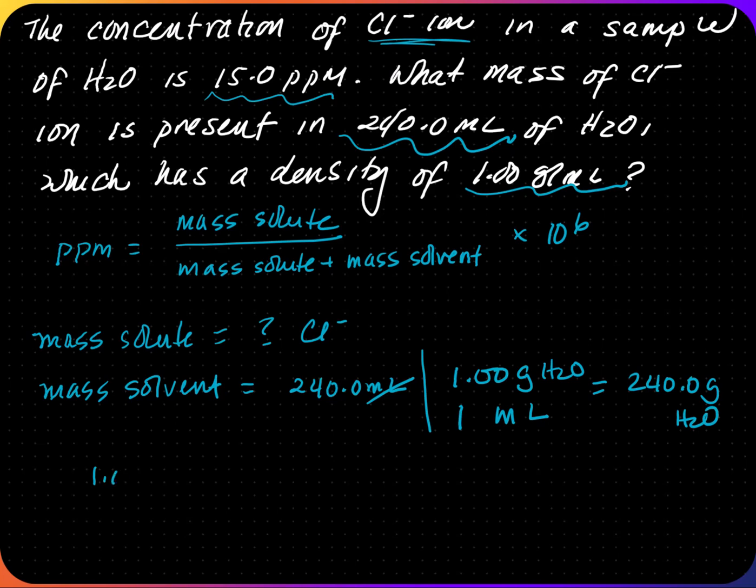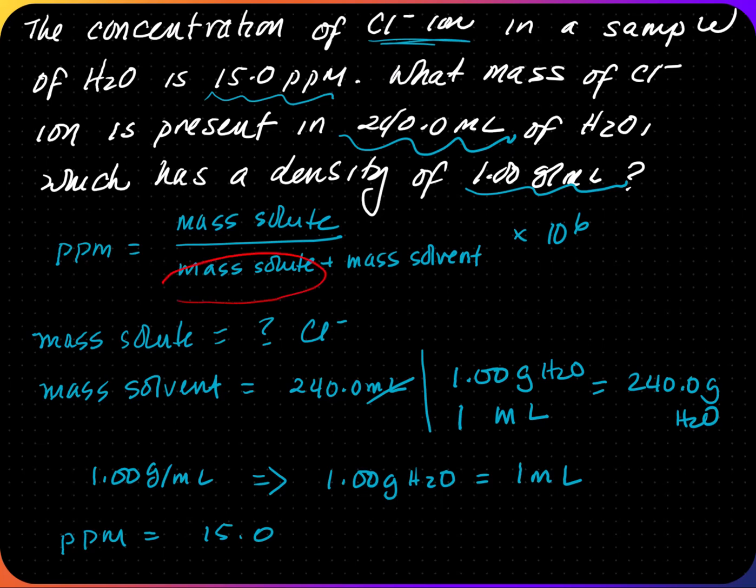Density is a conversion factor. If I have a density that is 1.0 grams per mL, this is the same thing as rewriting this as 1.00 grams of water is equal to 1 mL. So what that means is in a volume of 1 milliliter, there's going to be 1 gram of water. We also know our parts per million, which is equal to 15. So what I need to do is isolate my variable, mass of solute.